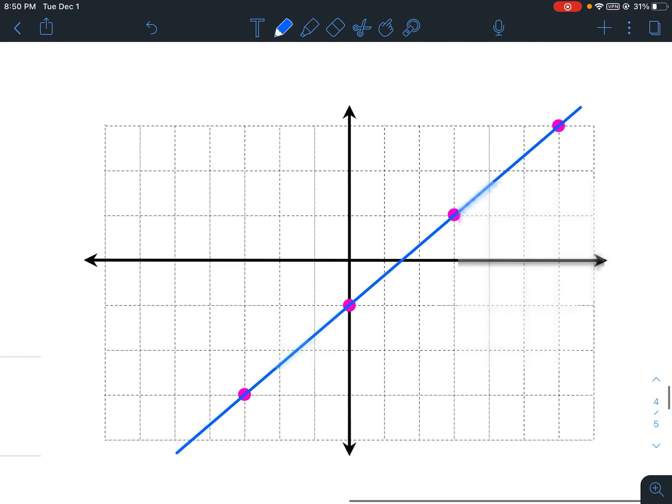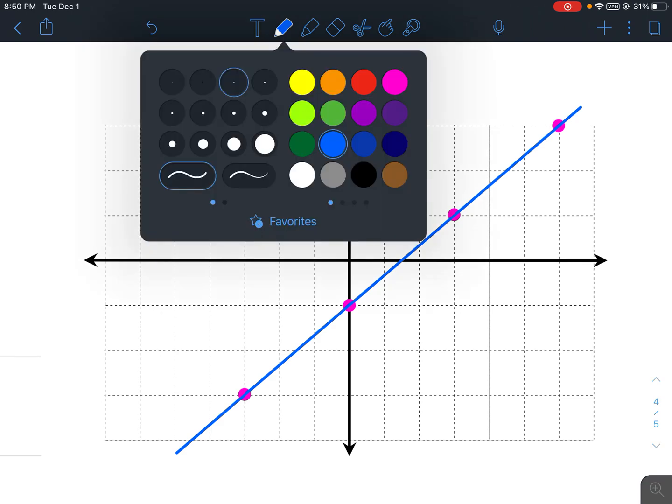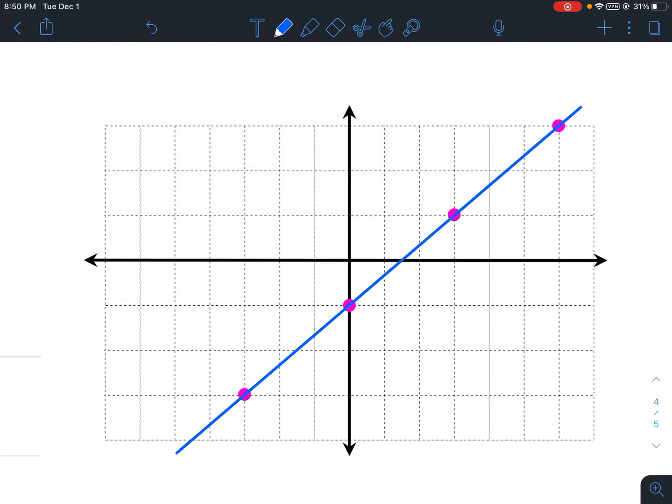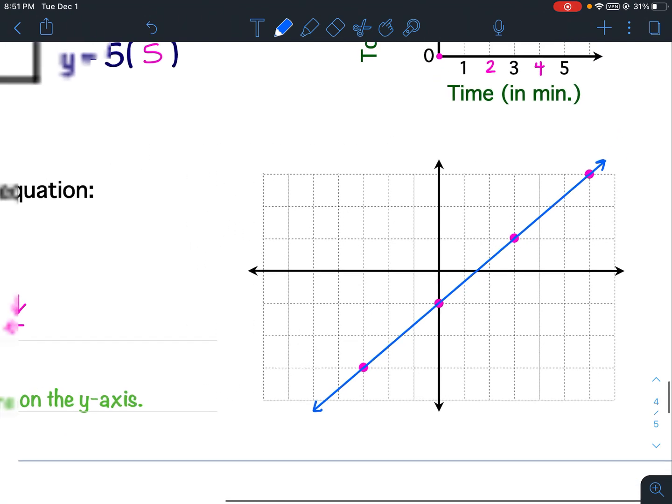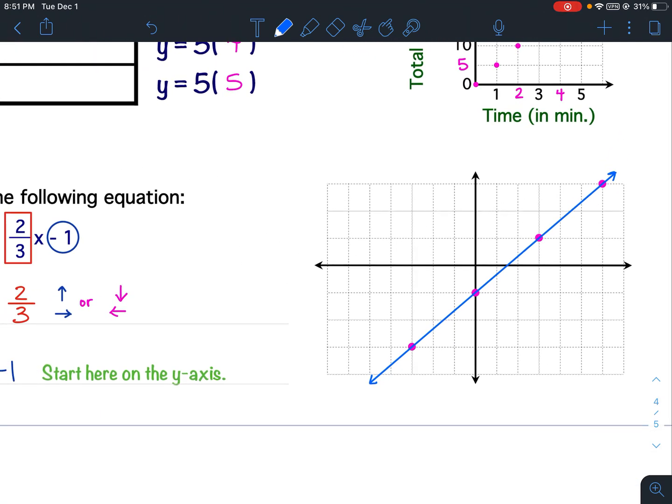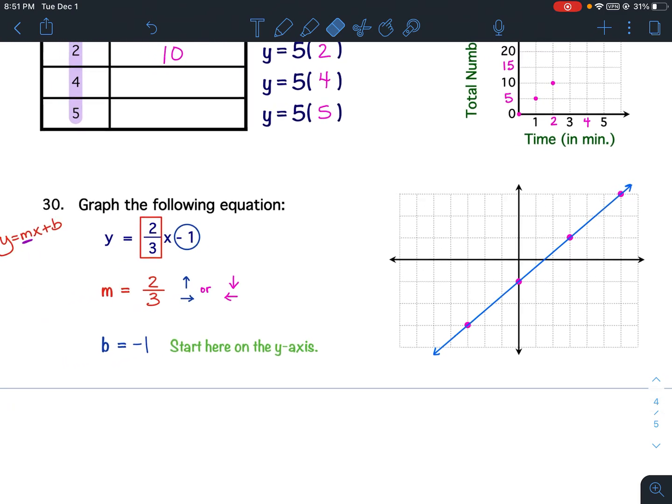Okay, so notice how I extended it past the edge of the graph on both sides. And then don't forget, the last thing would be to put the arrows on the end. Again, if you line up your straight edge and all the points are not on there, you did something wrong. Use your straight edge to draw your line. It'll be points off if it's a curvy line. So use your straight edge and put arrows at the end.